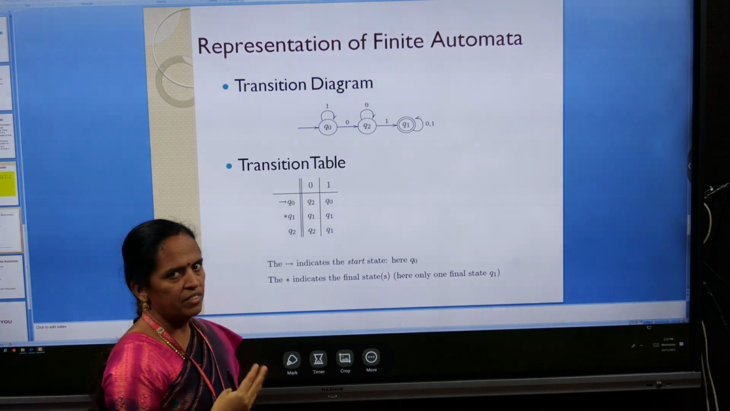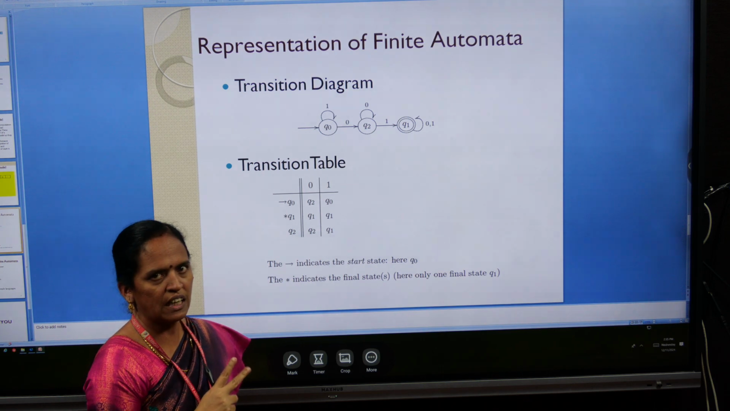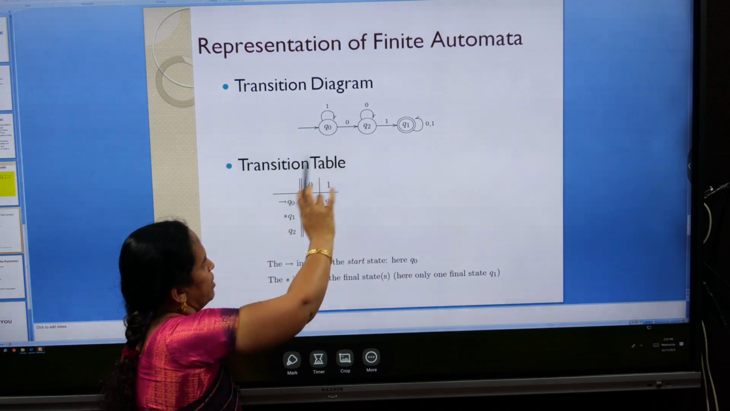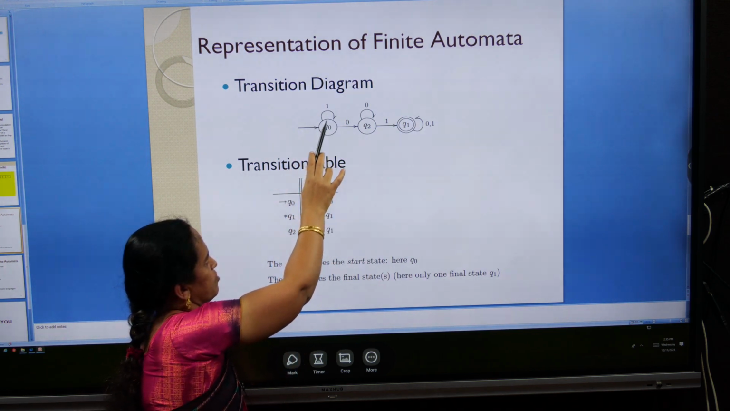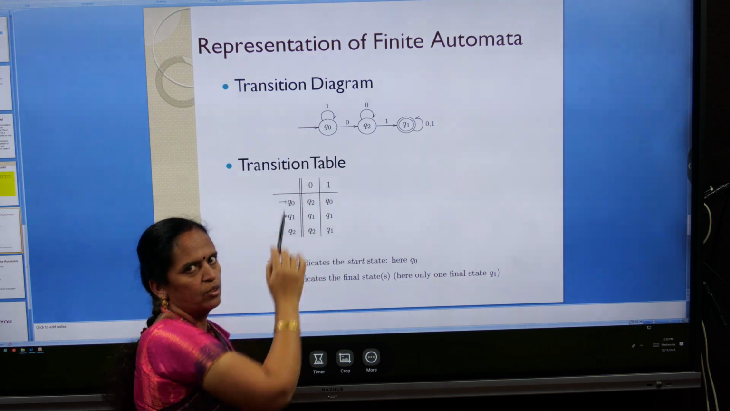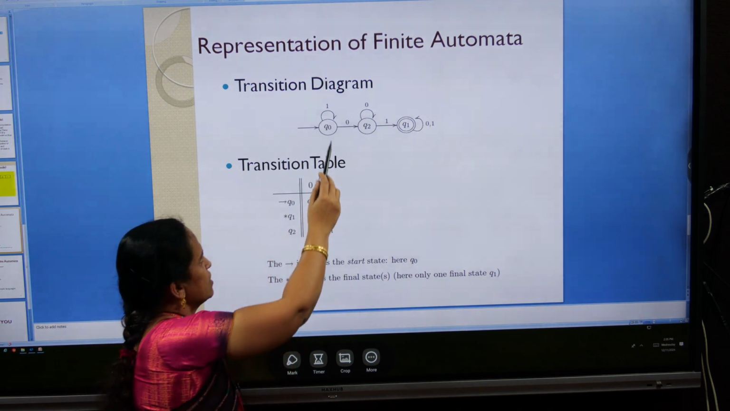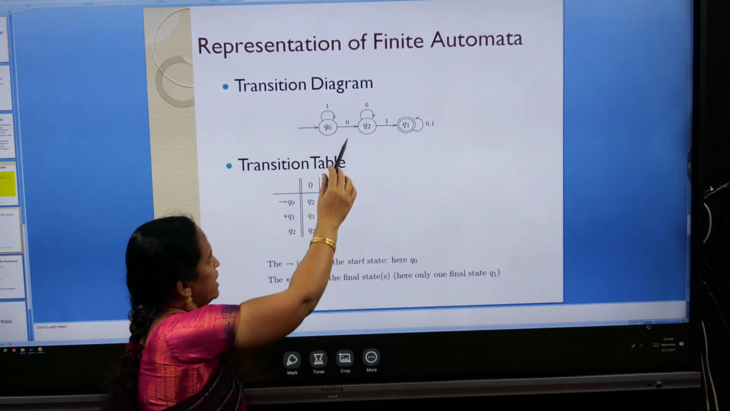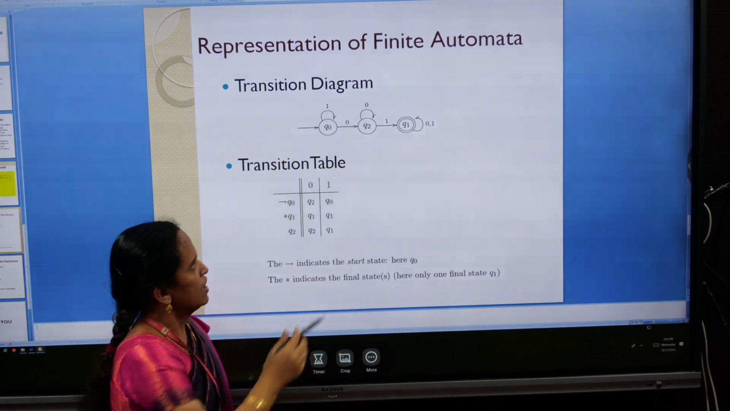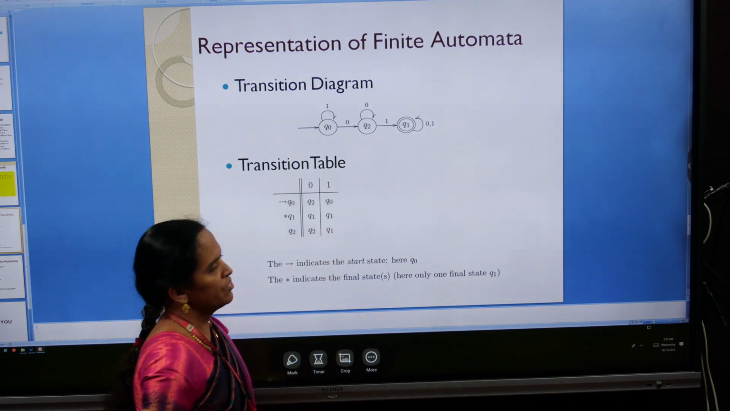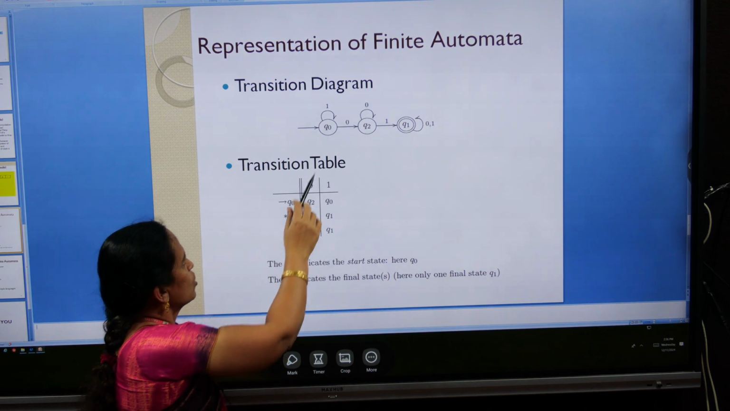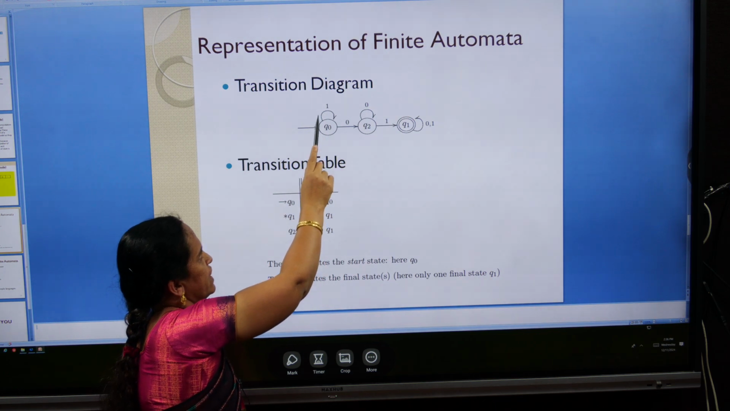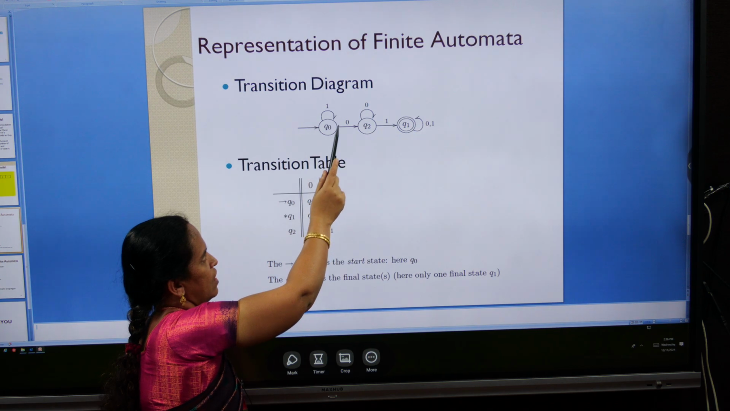We can represent this finite automata in two ways, by using a transition diagram or by using a transition table. The transition diagram has some notations. The circle with an arrow represents the start state. The edges represent the transitions from one state to another state. The label on the edges represents the input symbol. The double circle represents the final state. The process starts with the initial state. Then after getting the input, it may move to another state or stay in the same state.